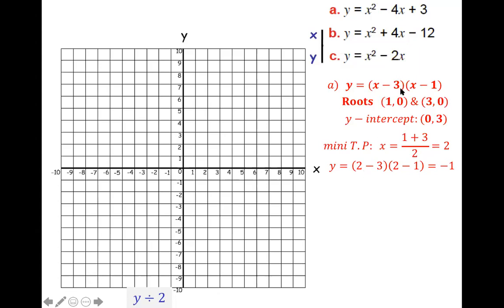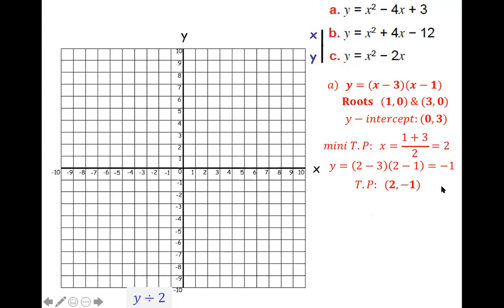So it's easier to do 2 subtract 3 times 2 minus 1, or 2 subtract 1. So that's -1 times +1, which is -1. So I've got now my turning point, x equals 2, y equals -1.